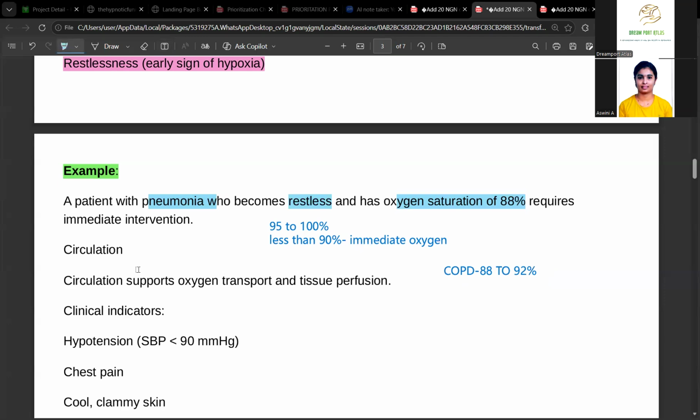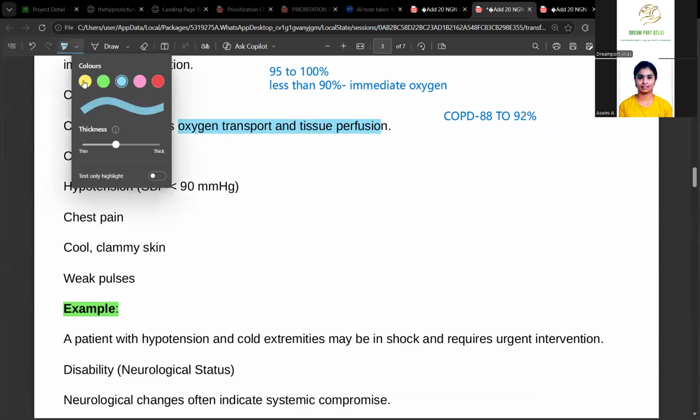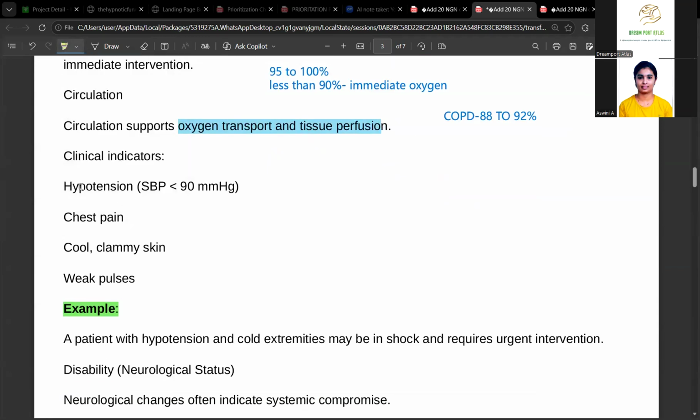And here, what does circulation mean? Circulation means the blood is being supplied adequately to different organs, so they are getting adequate oxygen and adequate tissue perfusion. And what are the clinical indicators for whether the client is getting adequate circulation? What is one clinical indicator?